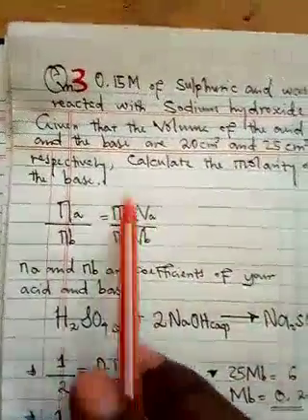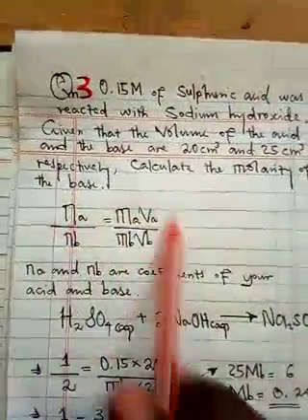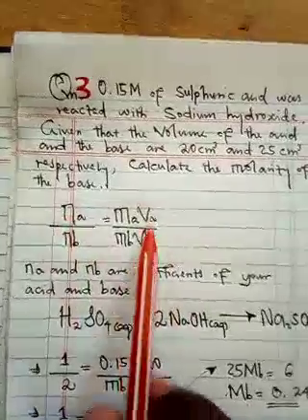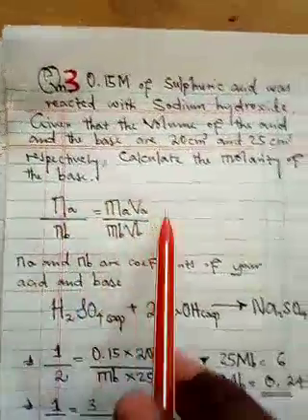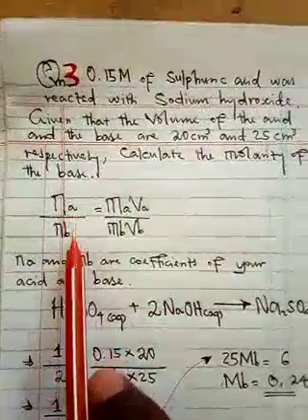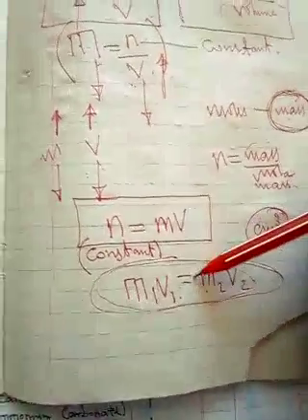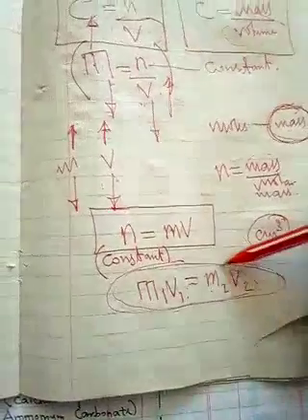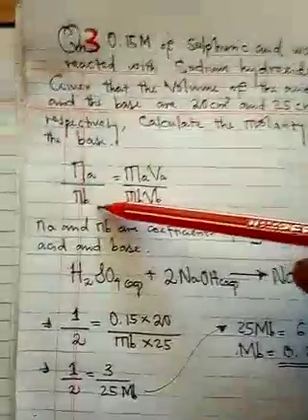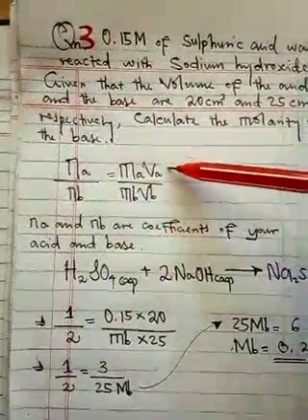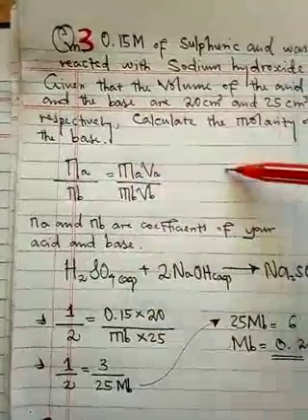Now, this should not be mistaken for the dilution formula that we had seen in the previous video. The dilution formula, if you recall, was given to be M1V1 is equal to M2V2. That was our dilution formula. But this one, on the other hand, is Na over Nb is equal to MaVa over MbVb.